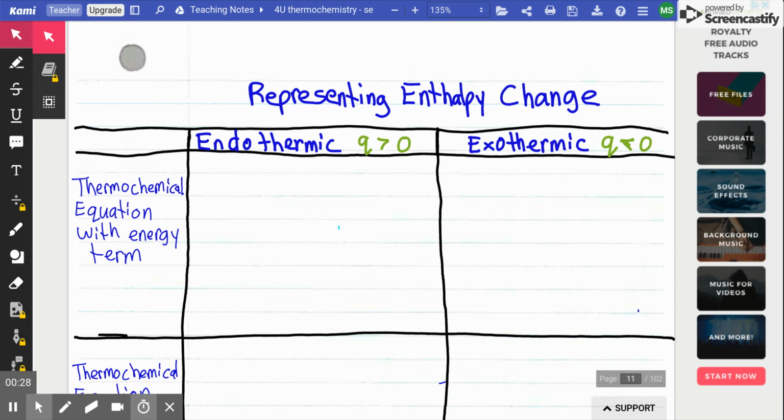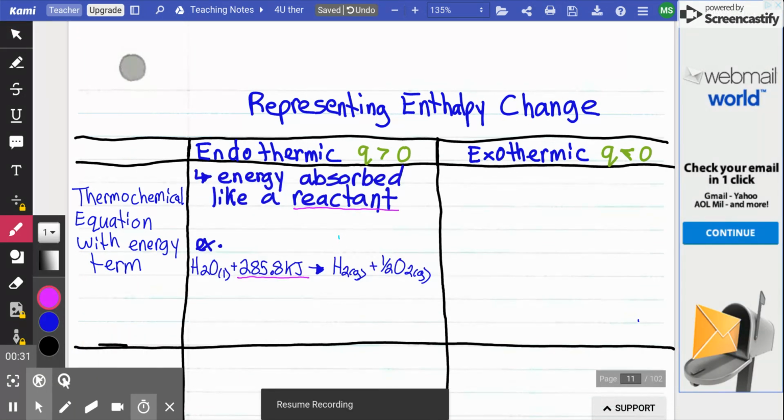The first method of representing enthalpy change is simply just using a thermochemical equation with the energy term included. When you have an endothermic reaction, the energy is absorbed like a reactant. So as you can see in this example of the electrolysis reaction, right here, water plus 285.8 kilojoules of energy results in hydrogen gas and half an oxygen gas. We haven't talked really about having coefficients that are 1/2 yet, but we will. The main idea here, though, is that if you are including the energy term in an endothermic reactant, you write it like it's a reactant because the energy is absorbed by the system like a reactant.